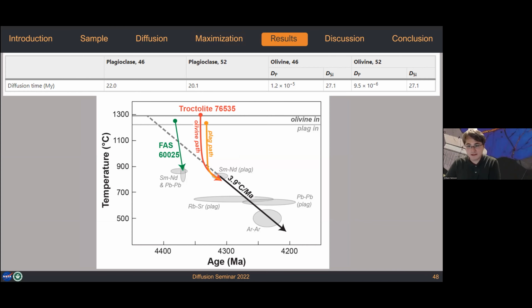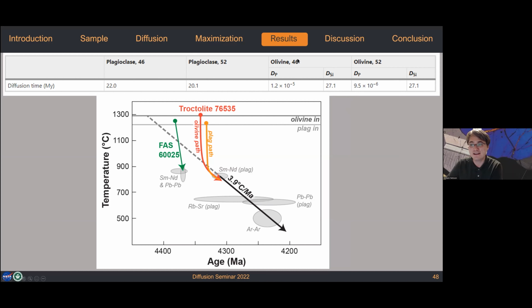So when we do this, we get significantly slower timescales. So remember, we did everything we could to maximize these timescales. And in plagioclase, to preserve this one grain, we can't have diffusion occurring for any longer than 20 million years. And in olivine, there's a little bit more complicated of a story. I'm not going to get diverted by this too long, but I'm sure you guys will hear me talk about this in the future.